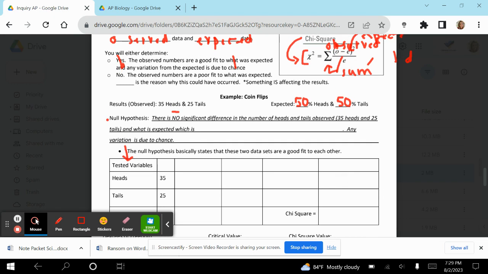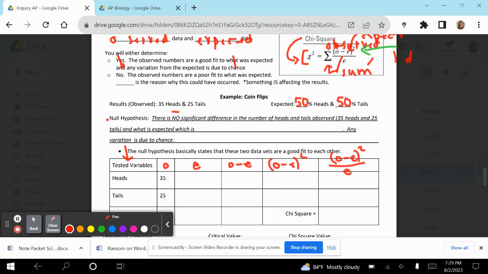Now, according to our formula, we need observed numbers. We need expected numbers. So we're going to do a column for each. And then according to our formula, again, up here, it says that we need to subtract the two. So we're going to write O minus E. And then it says we need to square that value. So let's write O minus E squared. And then, according to the formula, we're going to take that value, O minus E squared, and divide it by the expected number.